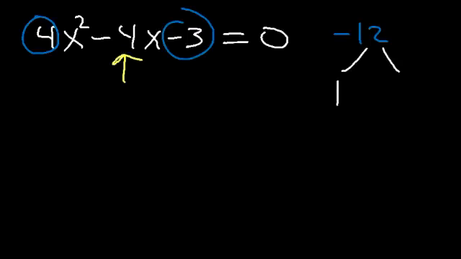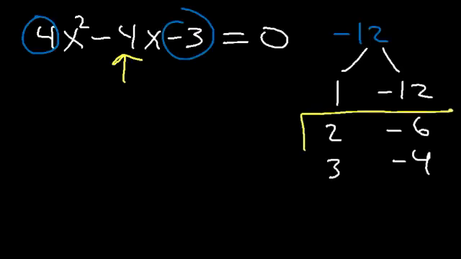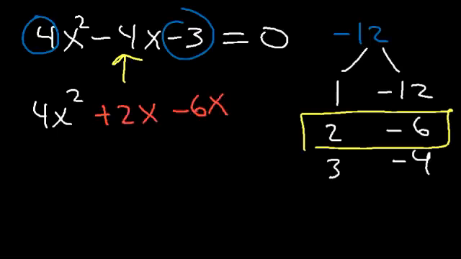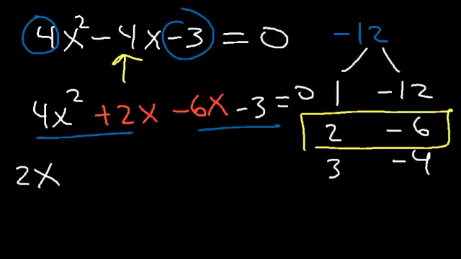So let's make a list. We have 1 and 12, 2 and 6, 3 and 4. Now, 2 plus negative 6, that adds to negative 4. So let's replace negative 4x with positive 2x and negative 6x. And now let's factor by grouping. So let's take out 2x from the first two terms. 4x squared divided by 2x, well that's 2x, and 2x divided by 2x is 1.